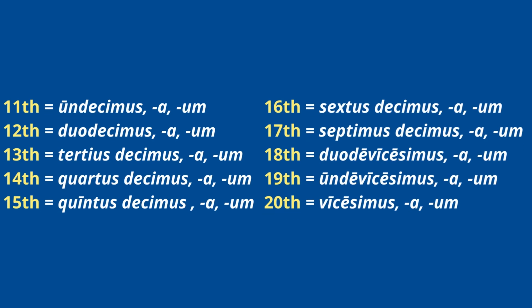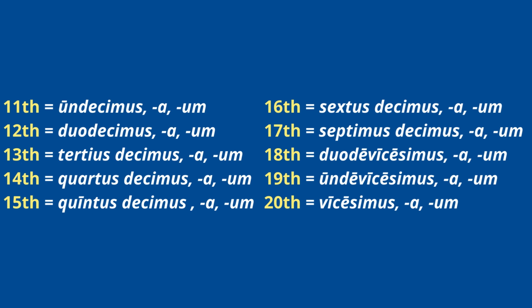Here's the rest of them. If you go 11th through 20th, you have undecimus, duodecimus, and down the line. You'll notice that, at least for 11th through 17th, they're all starting with decimus, 10th, rather, and they're putting a number in front of it. So undecimus is 1 plus 10th, which is 11th, right? And duodecimus is 2 plus 10th, or 12th. It's doing the exact same thing as cardinal numbers. So this should be pretty straightforward to understand.